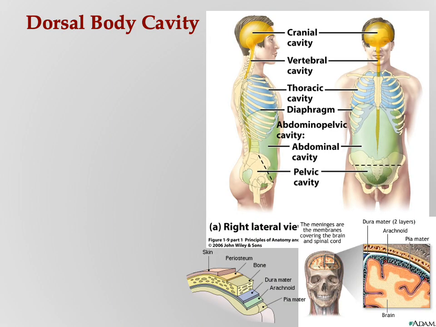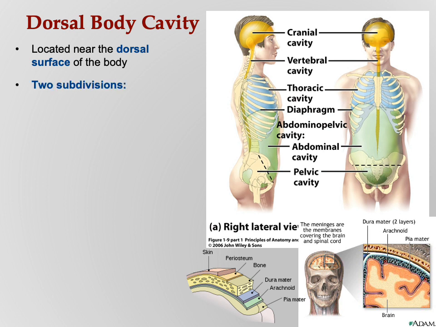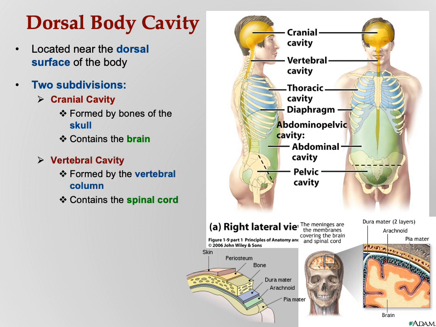Let's zoom in on the dorsal body cavity. It's located near the dorsal surface of the body. It has two subdivisions, as we just pointed out. The cranial cavity, which is formed by the bones of the skull, contains the brain. And the vertebral cavity, formed by the vertebral column, that's another word that you'll now need to know, contains your spinal cord, all right?